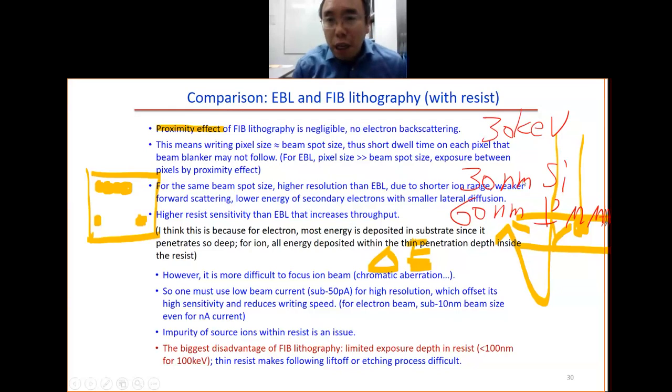Because of this low penetration depth, the PMMA resist has to be thinner than 60 or a few tens of nanometers. But this will make the lift-off or etching process difficult. The resist is too thin for the subsequent pattern transfer.